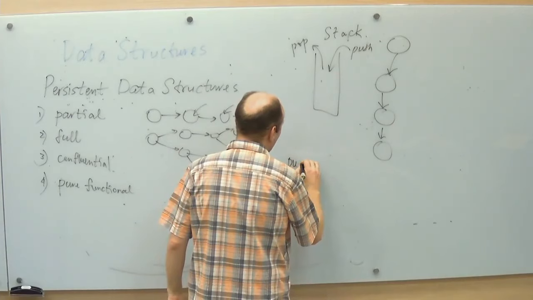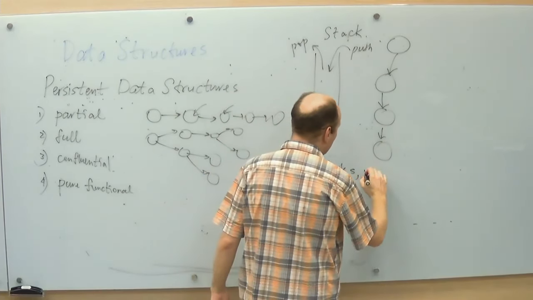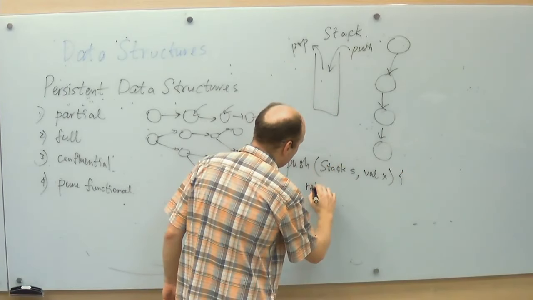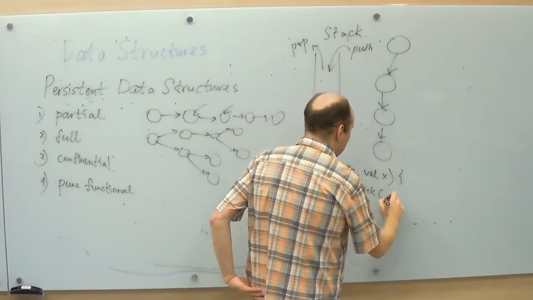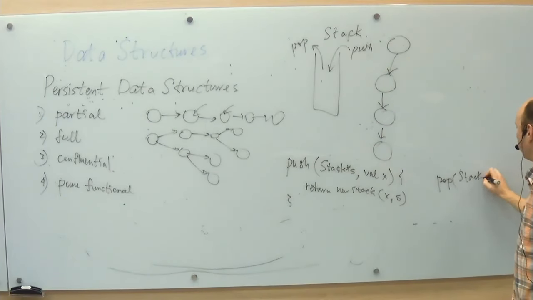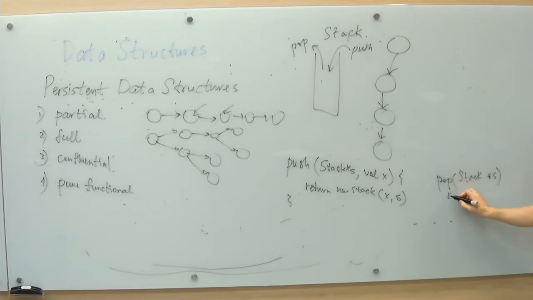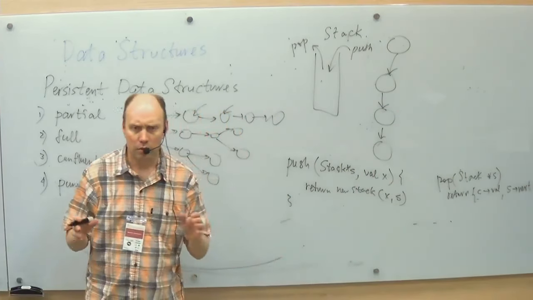So in this sense, push to the stack S the value X returns a new stack with the value X and next as S. And pop from the stack S: we return the value on the top of S, and we return the new revision, which is S's next. So it's very easy.